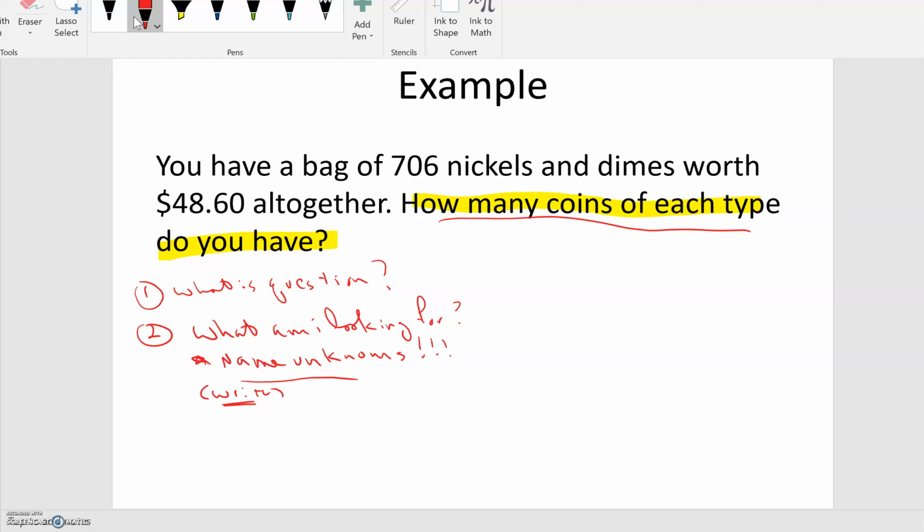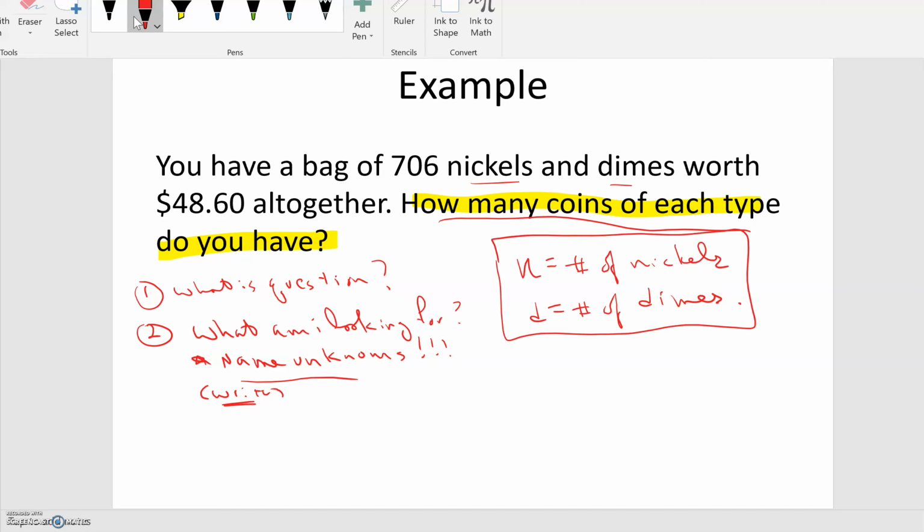How many coins? So the types of coins are nickels and dimes. So let's let n be equal to the number of nickels, and let's let d be equal to the number of dimes. You see how I am very careful to actually write out what the unknowns that I'm looking for really are. In this case, maybe you think, oh, I don't need to do that. Just get into the habit of doing it, okay?